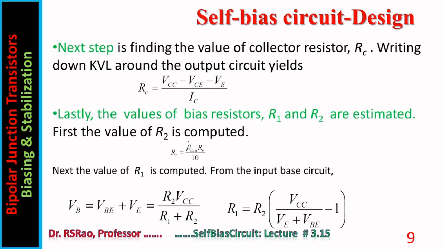Next step is finding the value of collector resistor RC. Writing KVL around the output circuit. Now let us move to the output side of the circuit.